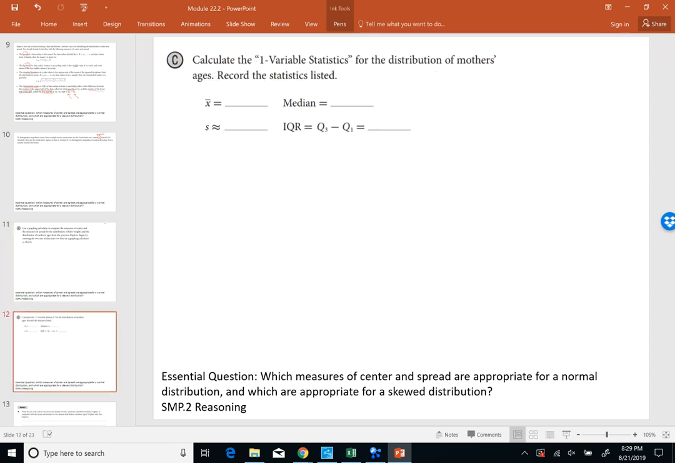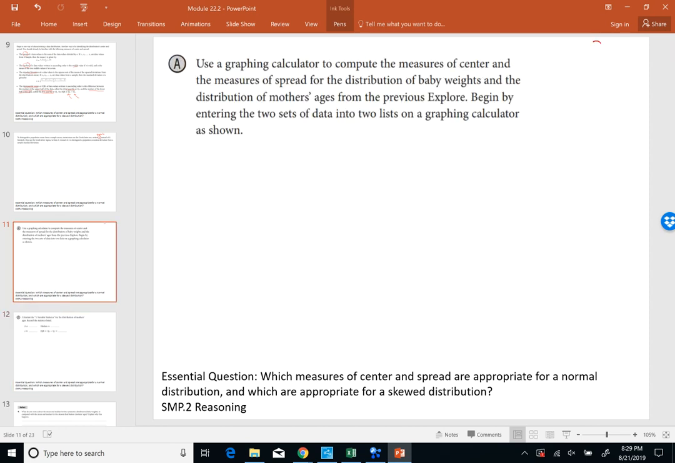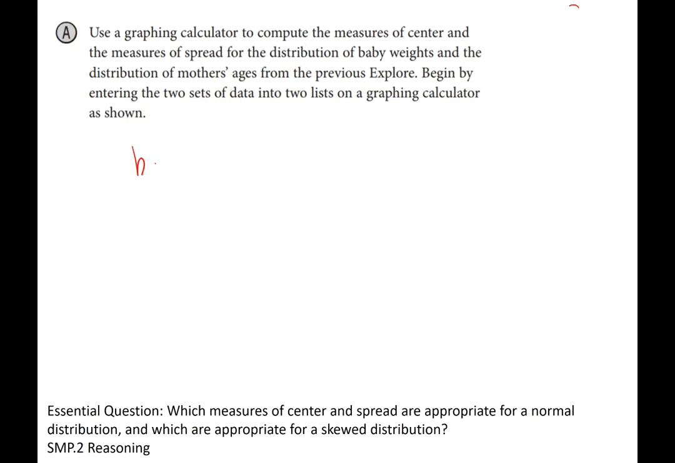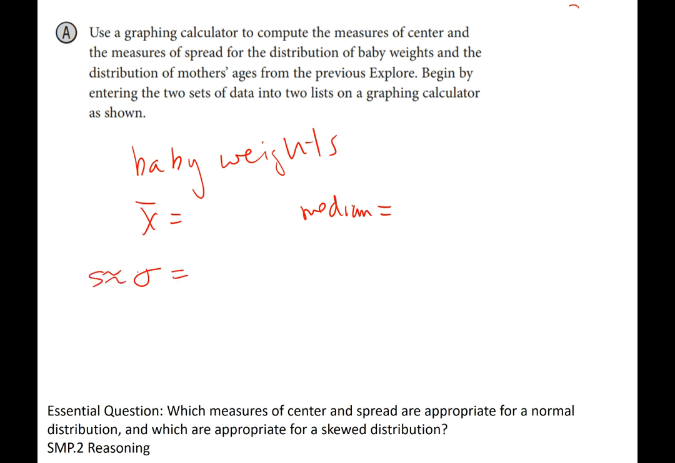We're supposed to do it for baby weights and mother's ages, and I just don't have the baby weights in the presentation. So we're going to do the baby weights. Okay. And we'll find the X bar, and this is probably in your notes. We will find the median. We will find the population, they're saying sample, but they wanted us to do population. I don't know why they're using the funky notation. I think it should be that notation, because there's a note in the book that says that we should be using the population. And then they want us to do the IQR. All right, so let me show you how to do each one of those.